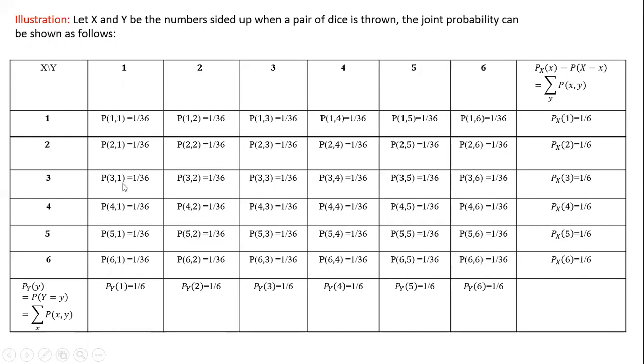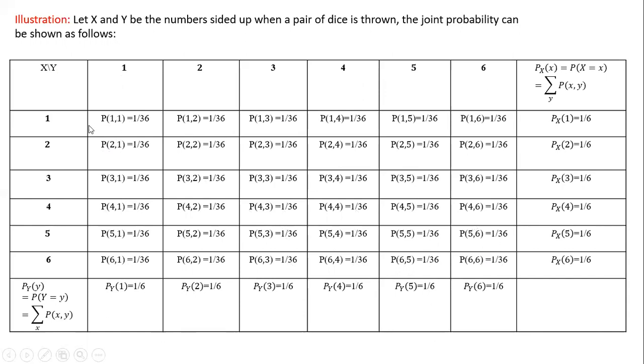If I add all these things, that means P(1,1), P(2,1), P(3,1), P(4,1), and so on, this is called the marginal probability of y equals 1, which is 1 by 6. This is the marginal probability of y equals 2. This is the marginal probability of y equals 3. This is the marginal probability of y equal to 4, 5, 6.